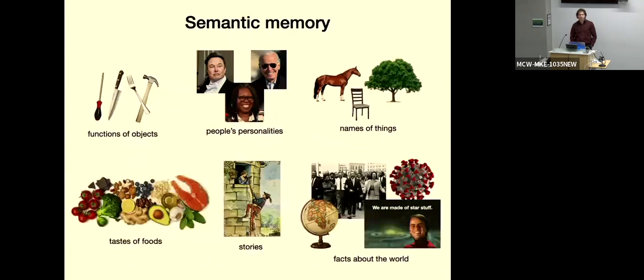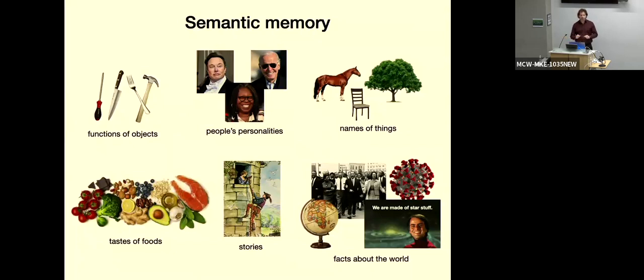So semantic memory is one of the major domains of cognitive function. And it corresponds to basically everything you know about anything. Could be the functions of an object. When you see a cup, you know what it's for. People's personalities, the names of things, tastes of foods, any stories that you may know from memory, and any facts about the world. It does not include skills.